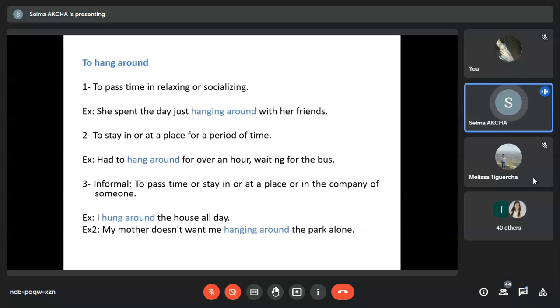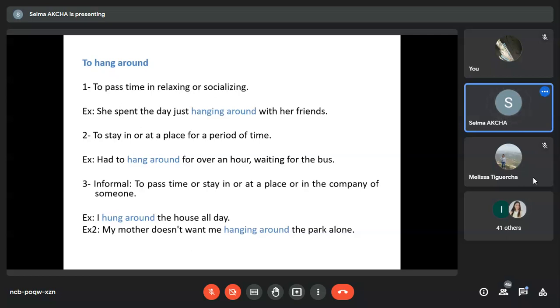Quand vous restez longtemps au même endroit, on l'a vu, we just saw when you stay in the same place. Or when you stay in the company of a person, of someone. Quand vous restez avec une même personne, you can use I hang around. Example, I hang around the house all day. Hang in the past, be careful, it is an irregular verb. A becomes U in the past. Le A devient U au passé. C'est un verbe irrégulier. You replace A with U. I hang around the house all day. It means that I stayed in my house the whole day.